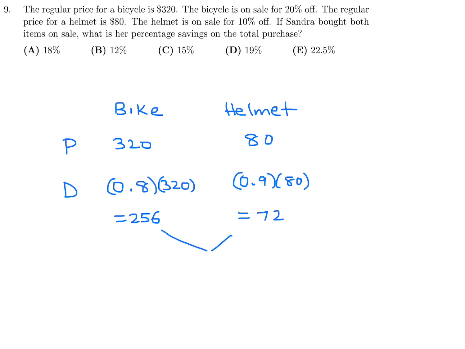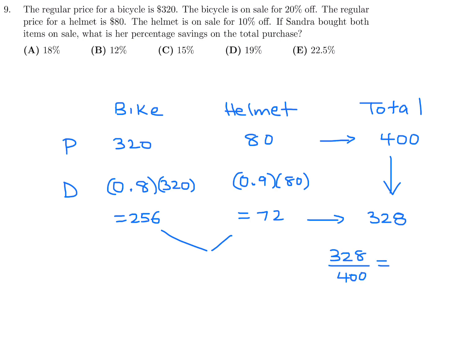So Sandra is paying $256 and $72, which is a total. So total, 256 plus 72 is 328. And the total in terms of the regular price was 400, 320 plus 80. So we have to figure out how much of a discount did she get there. Well, 328 divided by 400 is 0.82. So she paid 82% of the price. That means her discount was 18%. Her savings. So number 9, the answer is A.